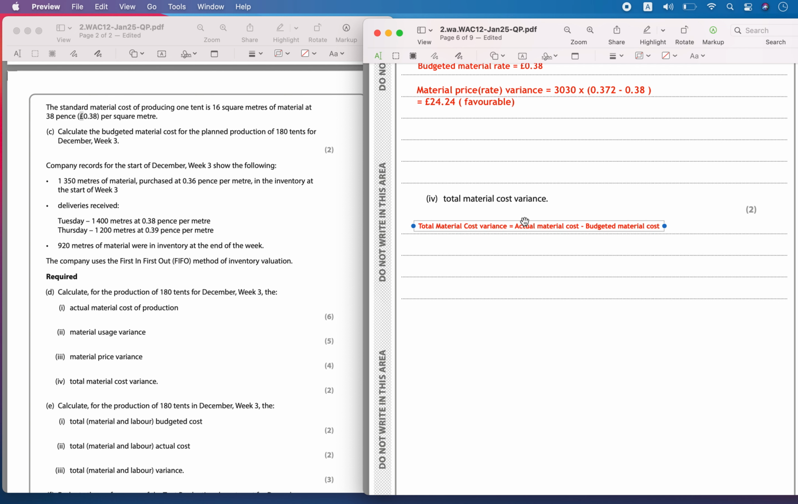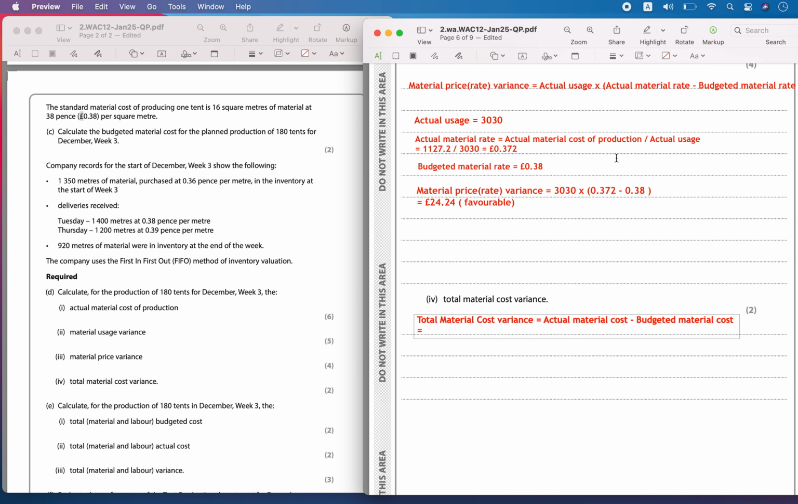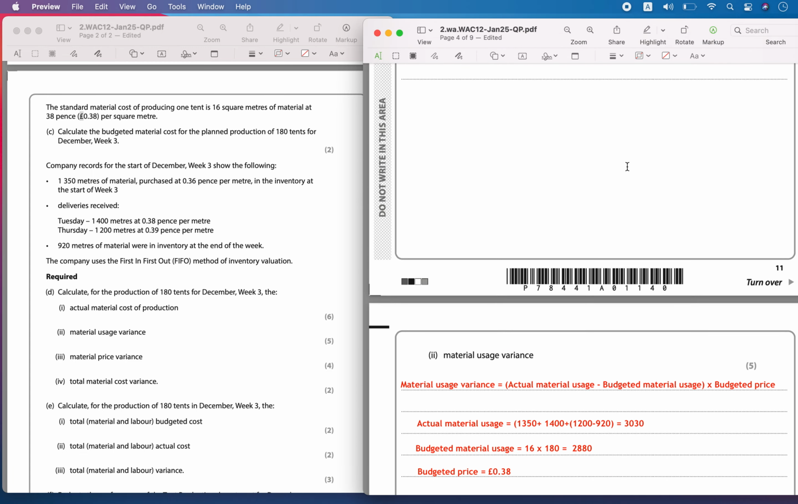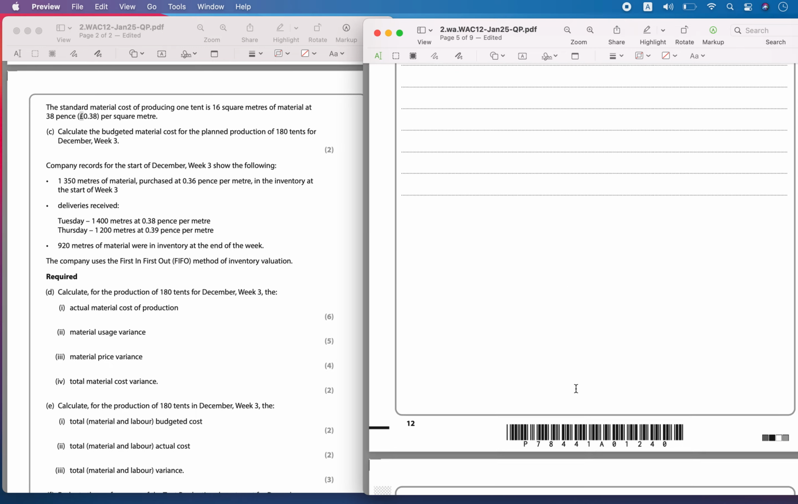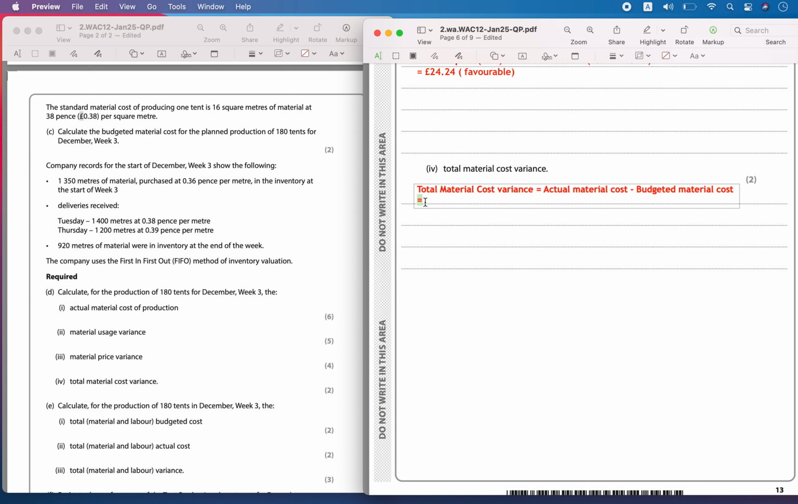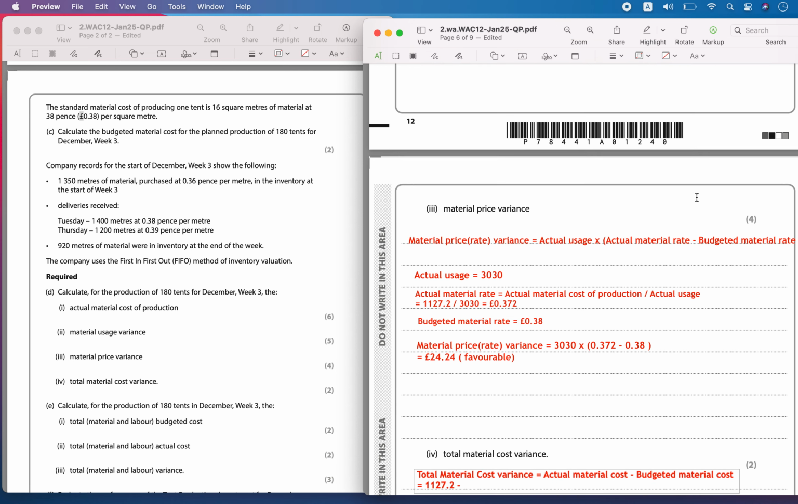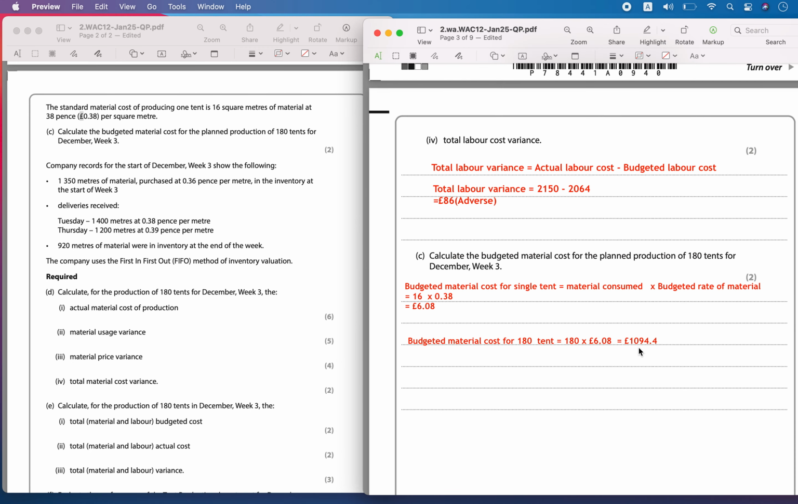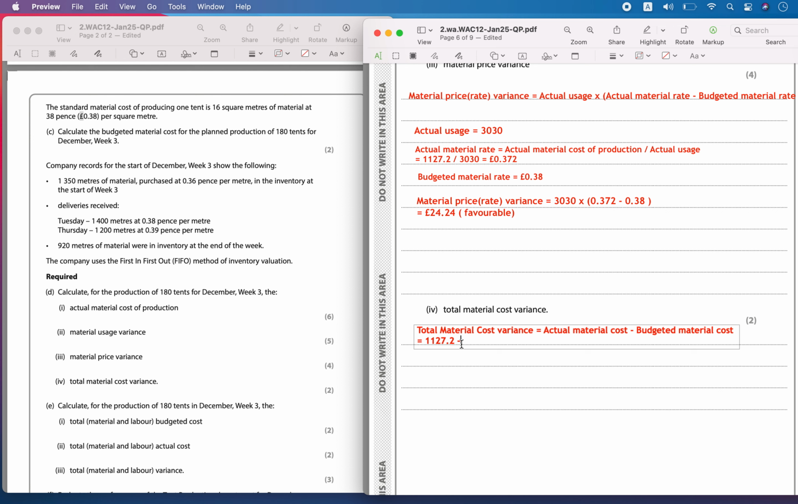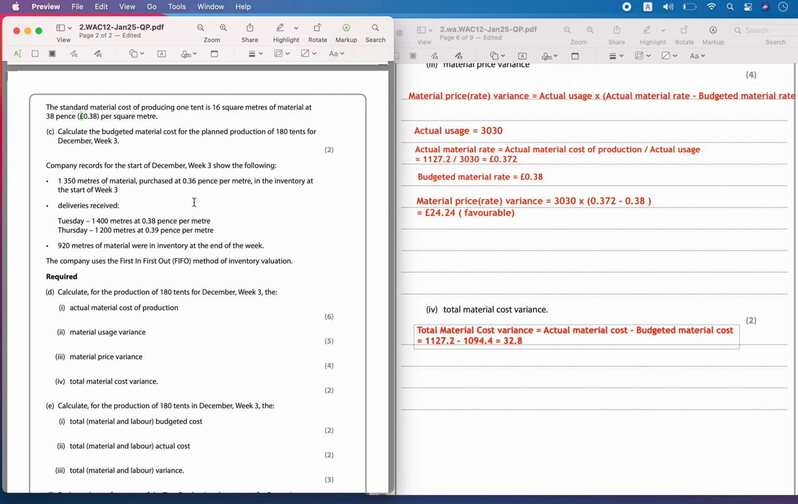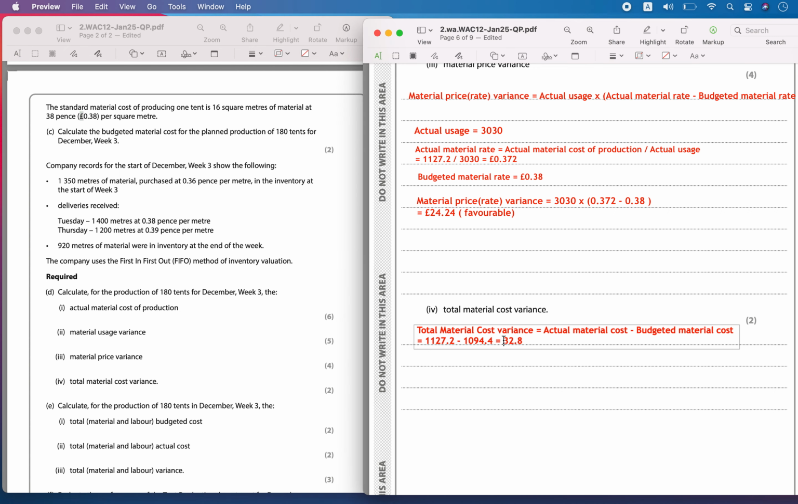Now the next one is the total material cost variance. So let's calculate what was the total material cost variance. That is equal to the actual material cost minus the budgeted material cost. The total actual material cost we had calculated earlier is 1127.2, minus the budgeted material cost we had calculated, which was 1094.4 pounds. So that is equal to 32.8 pounds.